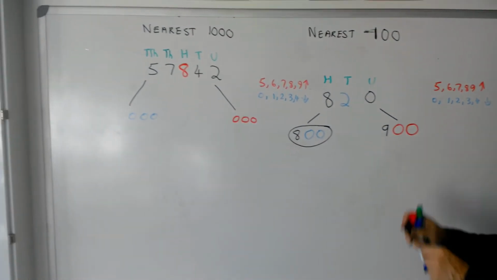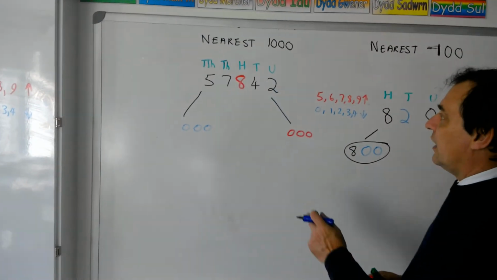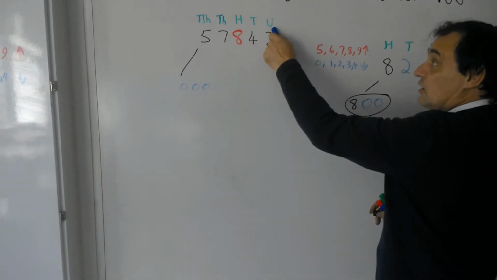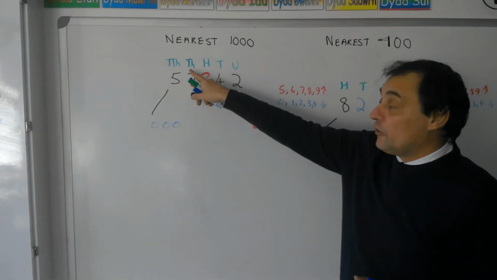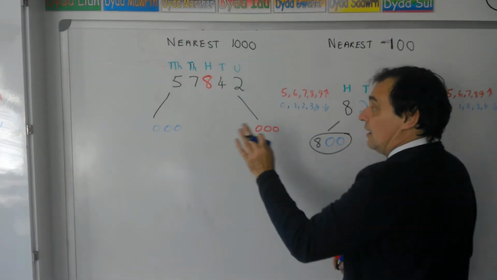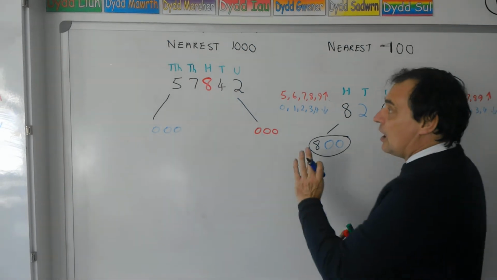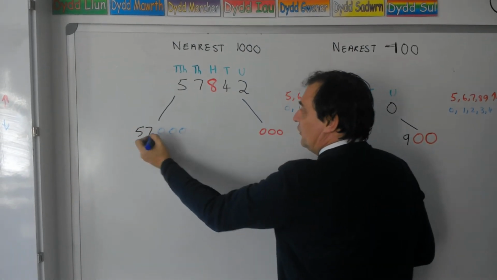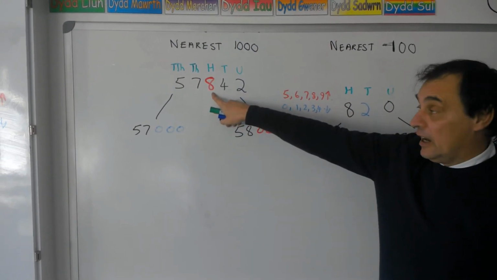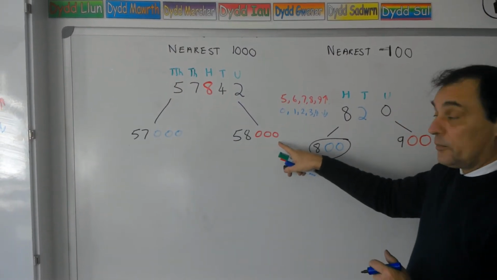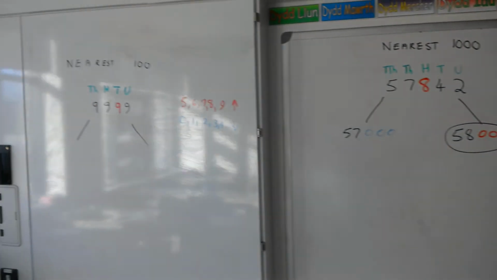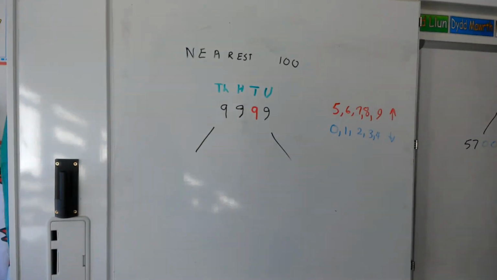Finally, on to the nearest 1,000. Having a look here, I've got my columns, 10,000s, thousands, hundreds, tens and units. We're looking at the nearest 1,000, so we look at the column to the right, which is the hundreds column, and I've got an 8 there. Going downwards, I would have 57,000, or upwards, I would have 58,000. And I have an 8 in my hundreds column, that means I take the higher option, and so my correct answer would be 58,000.